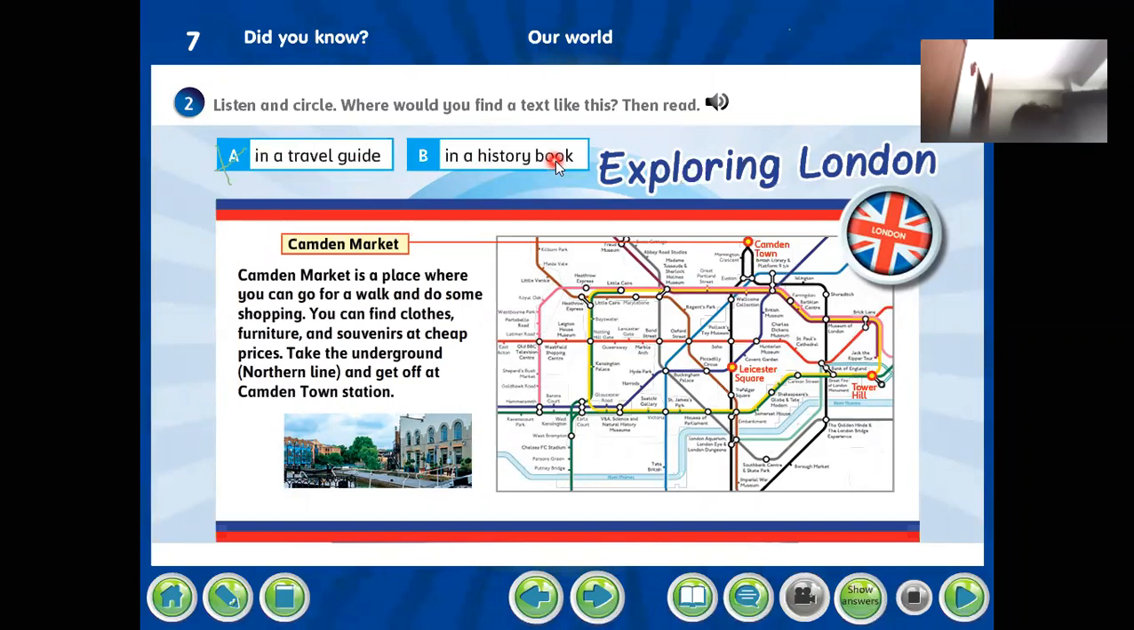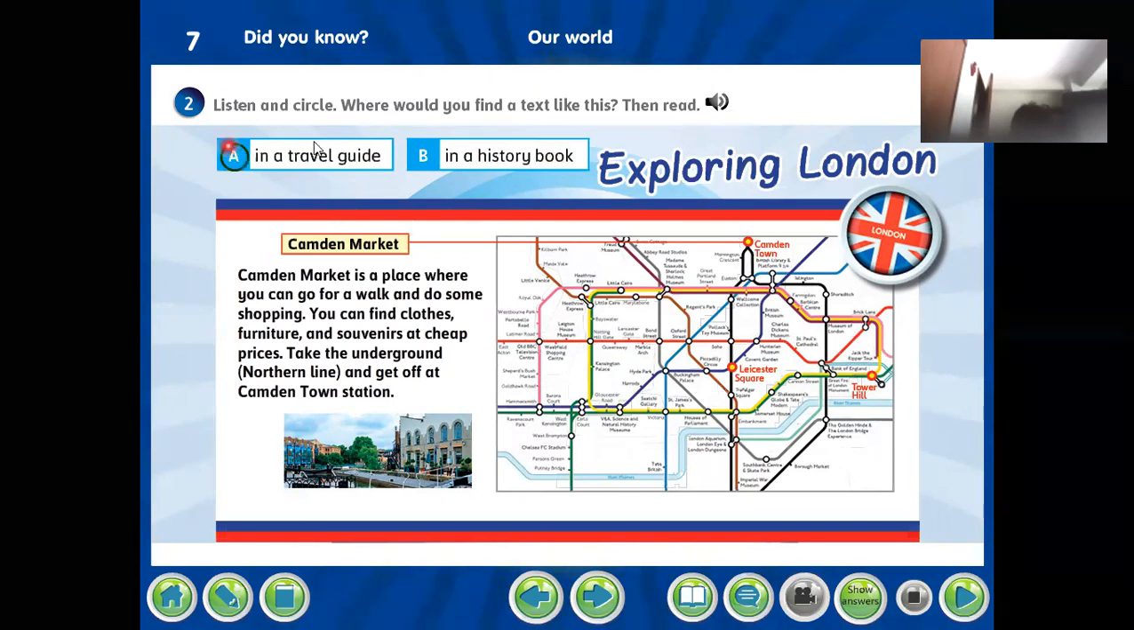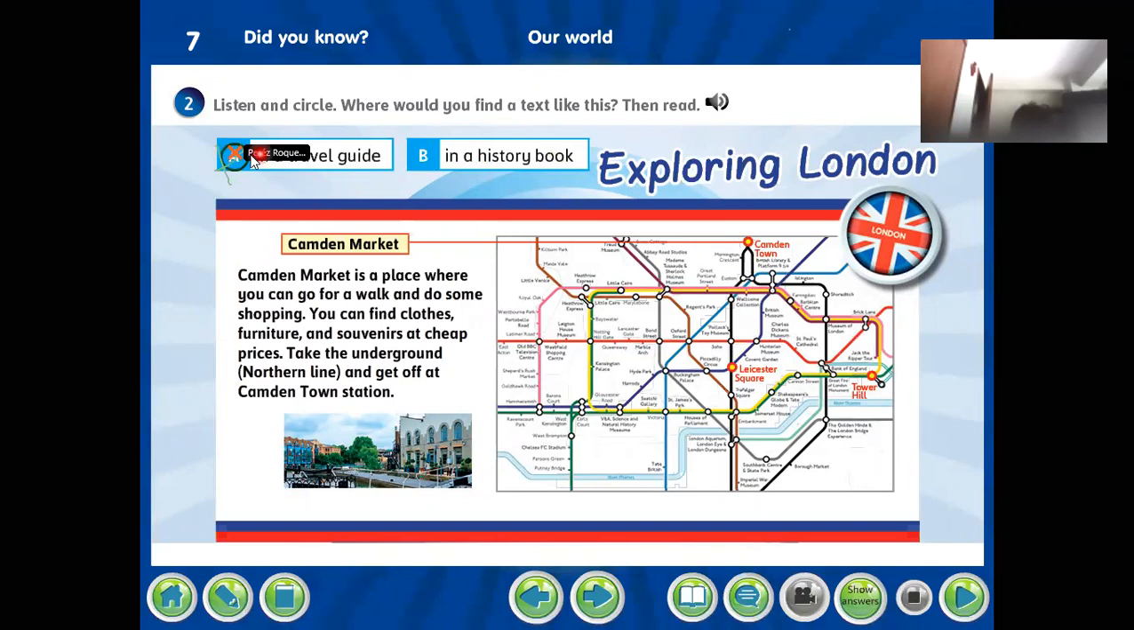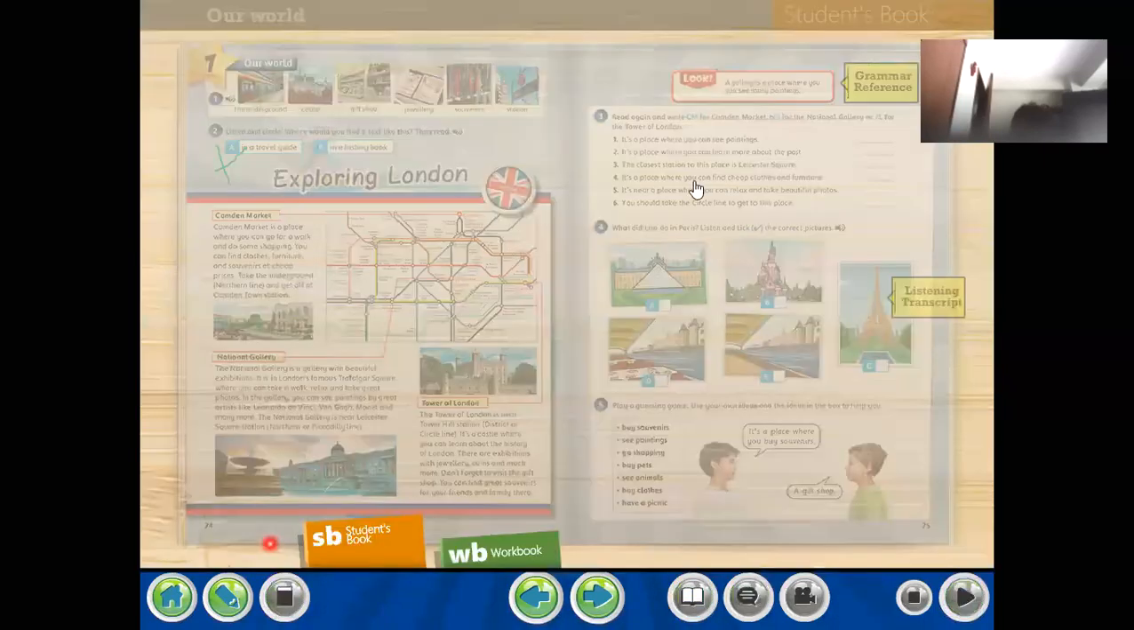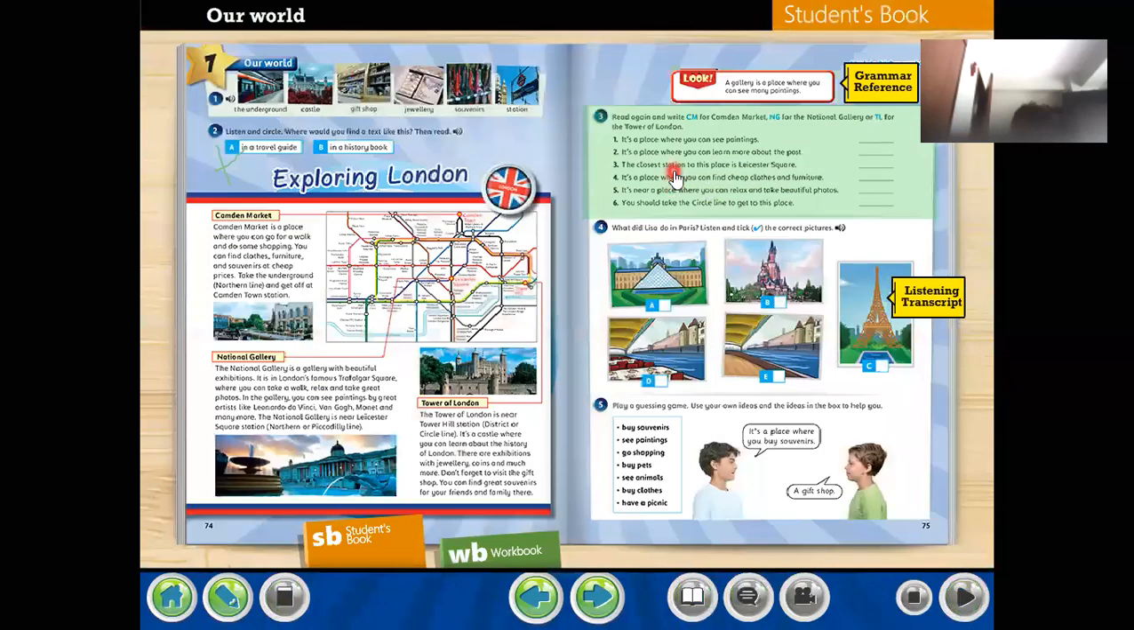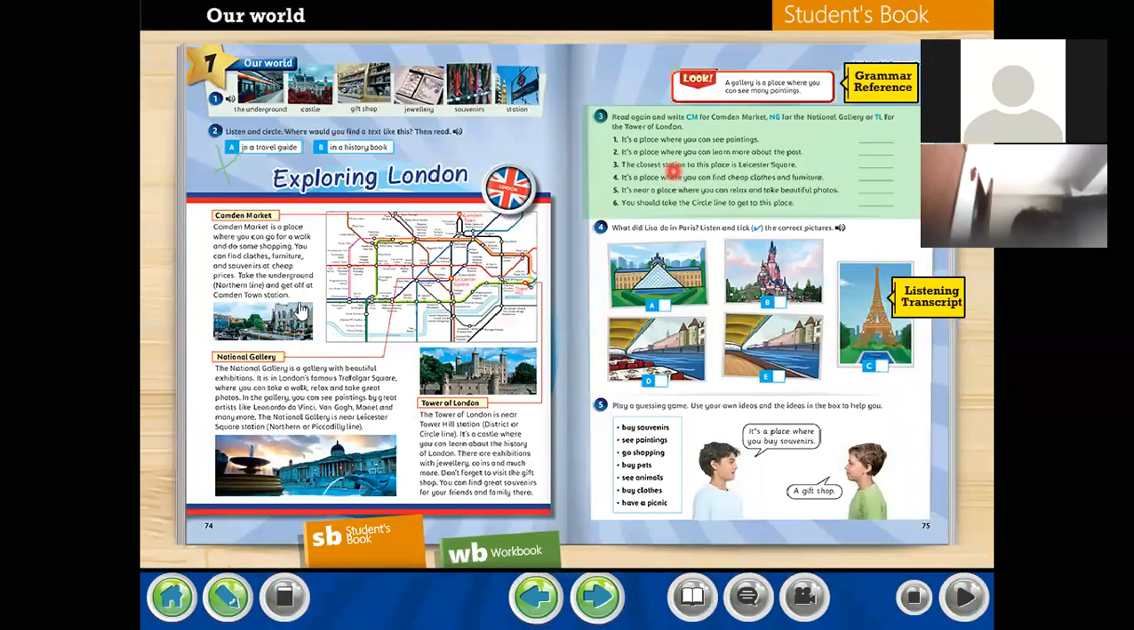Fabrizio, tell me, in what place? In a travel guide. Yeah, excellent, Fabrizio. Excellent, Leonardo. We can find this information about these tourist places in a travel guide, not in a history book. Please, listen one more time to the text. You read the article at home, because you are going to complete activity 3. Okay? Read one more time.